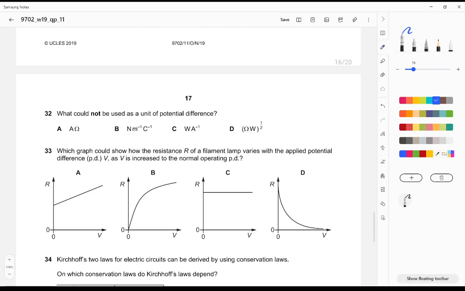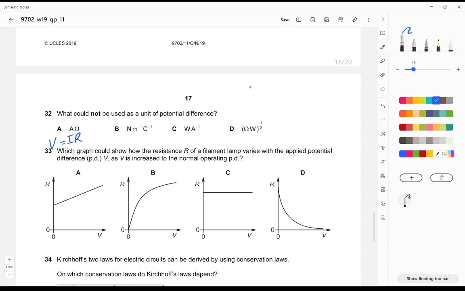32. What could not be used as a unit of potential difference? Okay. Potential difference. This is ampere, this is I into R. So V is equal to IR. So this is actually correct. Newton, Newton per meter per coulomb.